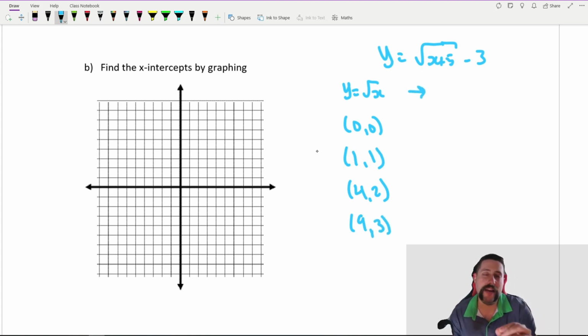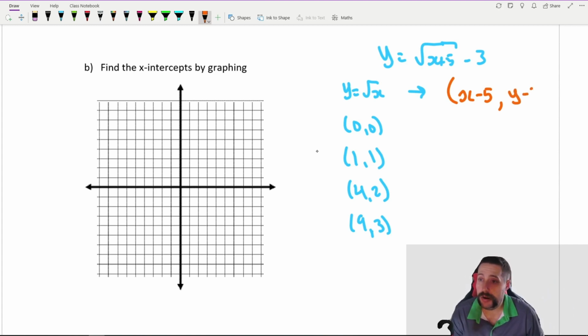So remember, everything under the root, okay, you'll do the opposite of, and that's going to affect your x values. Okay, so it says x plus 5 under the root, when really we're going to take away 5 from our x values. Everything outside the root, okay, affects your y values. So it says minus 3, so we're going to take away 3. Everything outside the root, you do exactly what it tells you.